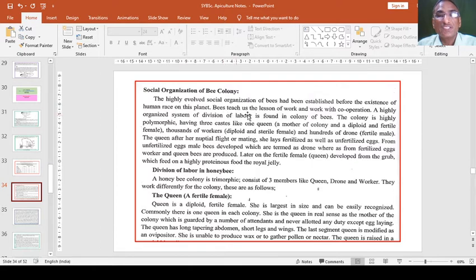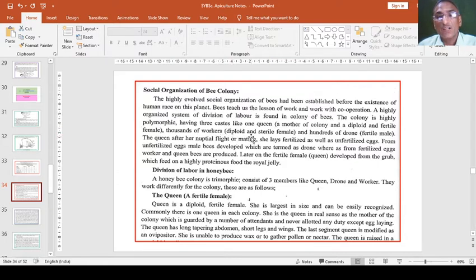So bees teach us the lesson of work and work with cooperation. A highly organized system of division of labor is found in a colony of bees. The colony is highly polymorphic, having three castes. One is the queen, called the mother of the colony, a diploid and fertile female of the colony. Only she can fertilize the eggs or lay the eggs. Only one queen. Then thousands of workers in a single hive or colony.